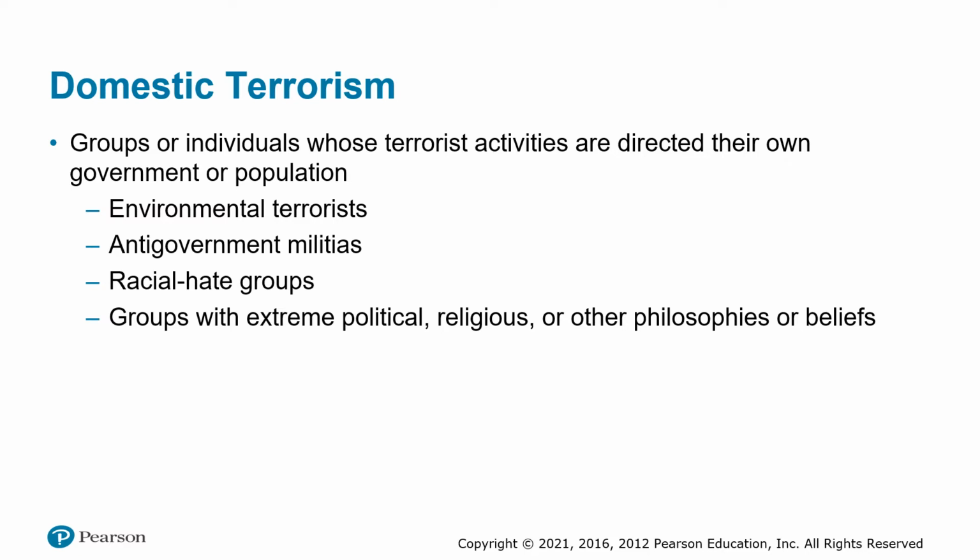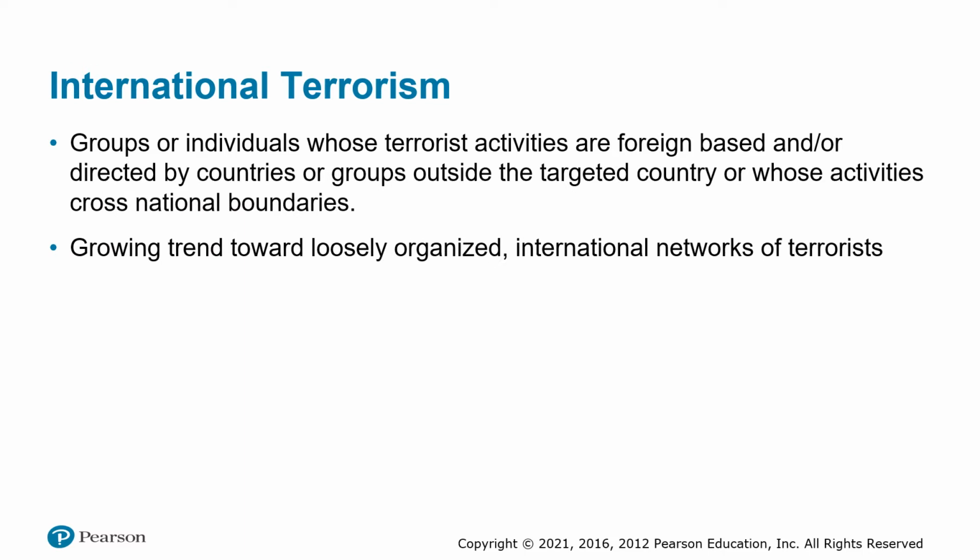Domestic terrorism is a group or individuals whose terrorist activities are directed towards their own government or population. We can have environmental, anti-government militias, racial and hate groups, and groups with extreme political, religious, or other philosophies or beliefs. International terrorism is groups or individuals whose terrorist attacks are foreign-based and are directed at other outside countries. There is a growing trend toward loosely organized international networks of terrorism.